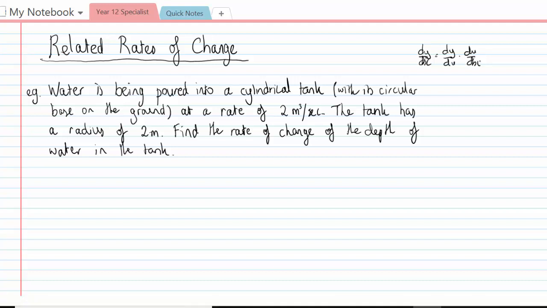So first one, water is being poured into a cylindrical tank with its circular base on the ground at a rate of 2 meters cubed per second. The tank has a radius of 2 meters. Find the rate of change of the depth of water in the tank. So I think one of the first things you need to do in a question like this is check that your units are all the same. We've got volume being measured in meters cubed, time in seconds, and the radius in meters, so it looks like we're all okay here.